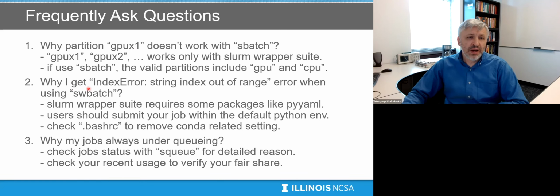So second question is why I get index error, string index out of range error when using the SWbatch. The SWRUN wrapper suite requires some packaging like YAML and so on. And in order for these packages to be available in your path or in your environment, you should be submitting your jobs with the default Python environment. With the module command, you can modify the environment, but there is no point in doing that on the login node, because you are not using the login node for computations.